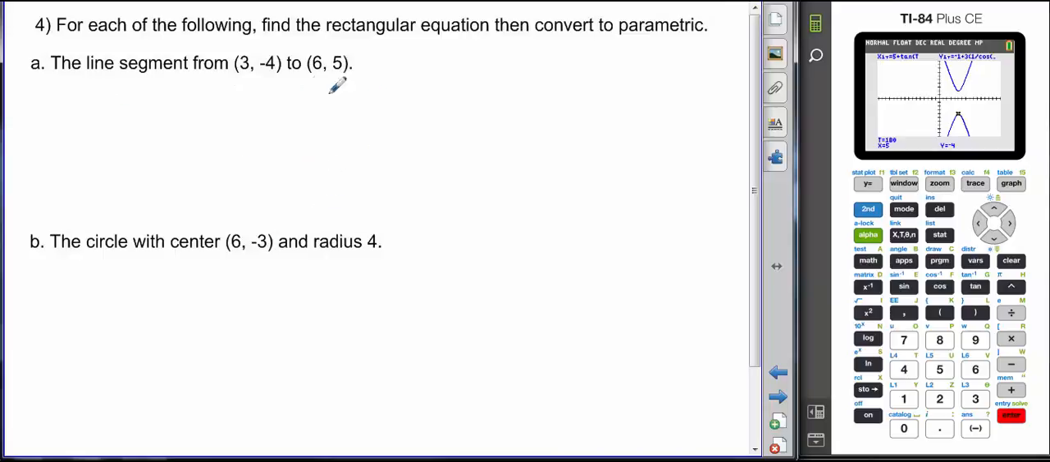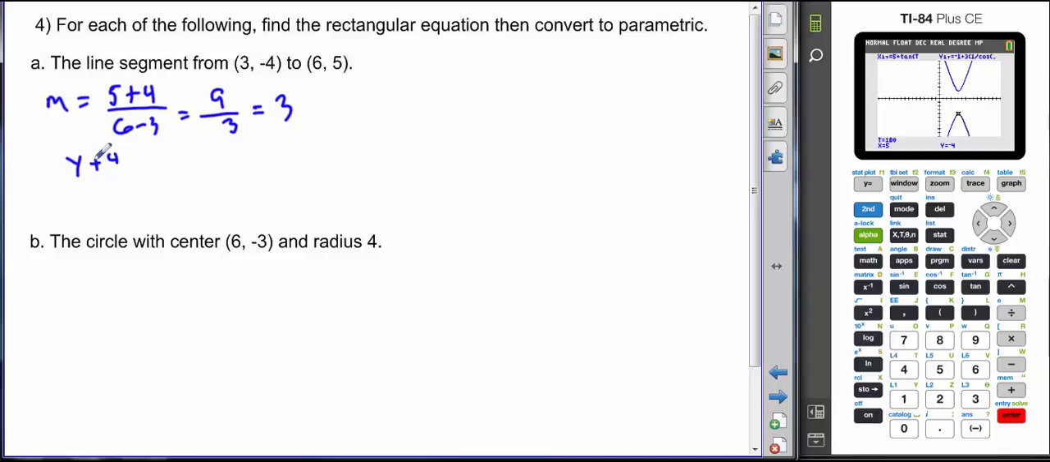So this time we're going to look at a line segment that goes from (3, -4) to (6, 5). Now the first thing I'd want to know is I need to find the equation for this line, because it says to find the rectangular equation. Well, let's do that. So the slope would be 5 minus -4 over 6 minus 3, which would be 9/3, or 3.